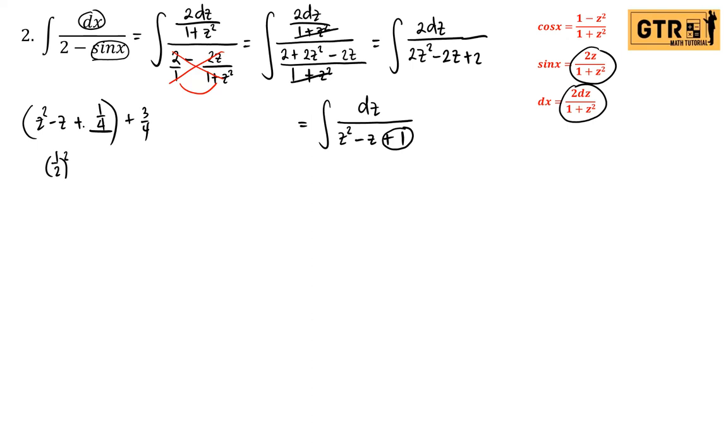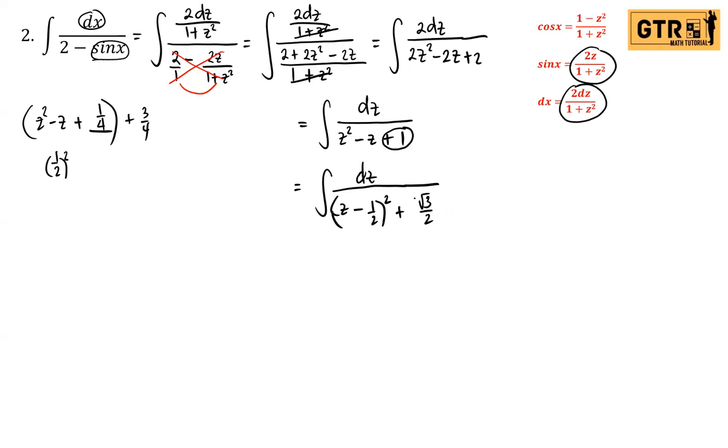It is now a perfect square trinomial. So the square root of 1/4 is 1/2. The sign of the middle term is negative. So therefore, it is now equal to the integral of dz over z minus the square root of 1/4, that is 1/2, squared, and then plus the square root of 3/4. Since 3 is not a perfect square, we just write square root of 3 over square root of 4, which is 2.